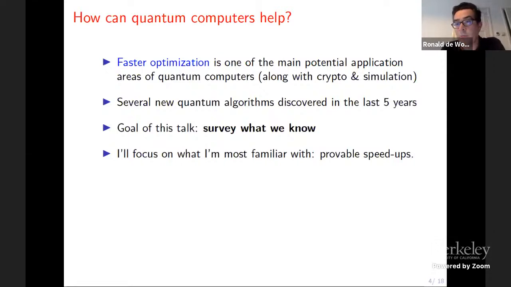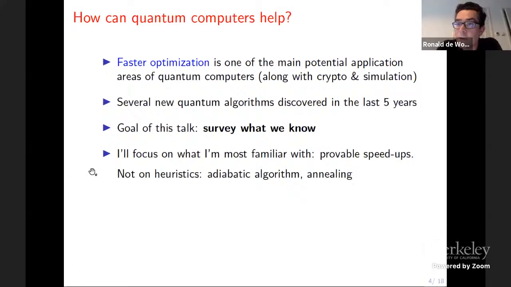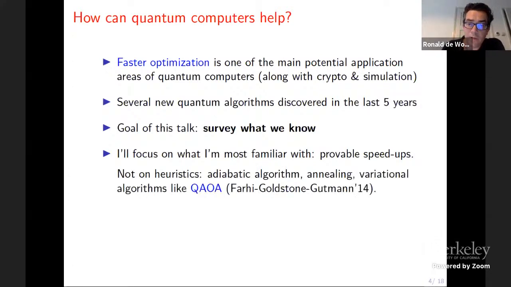And in particular, that means I'm not going to talk about many things that have gotten a lot of attention, which is heuristic methods. So I'm not going to talk about the adiabatic algorithm. I'm not going to talk about simulated annealing or regular annealing. And I'm also not going to talk about variational quantum algorithms, such as the quantum approximate optimization algorithm due to Farhi, Goldstone, Gutmann. But since Eddie Farhi will be on the panel, I suspect that later in the panel discussion, we will also talk a little bit about more heuristic algorithms, such as these variational algorithms.